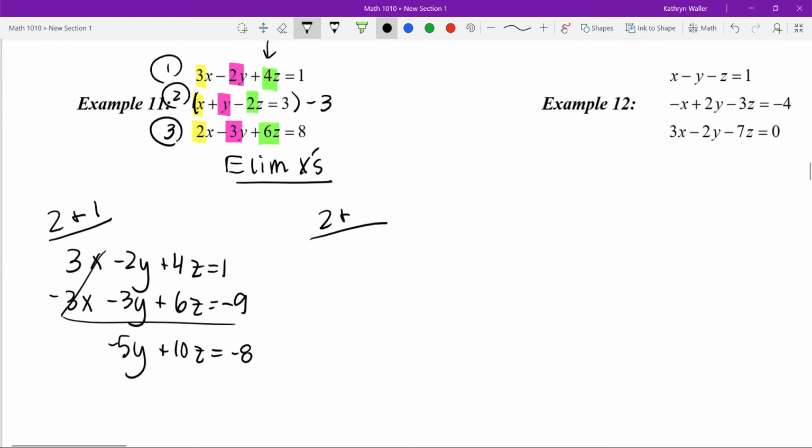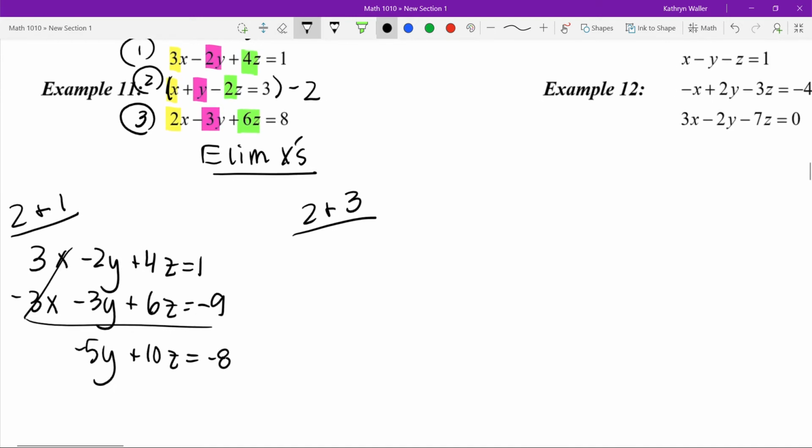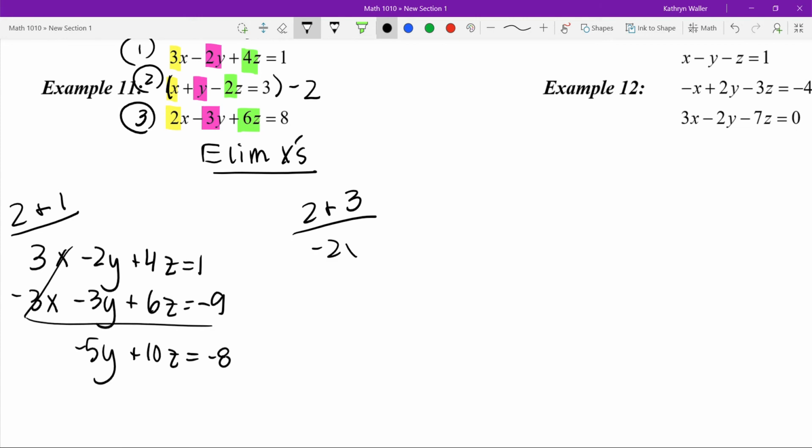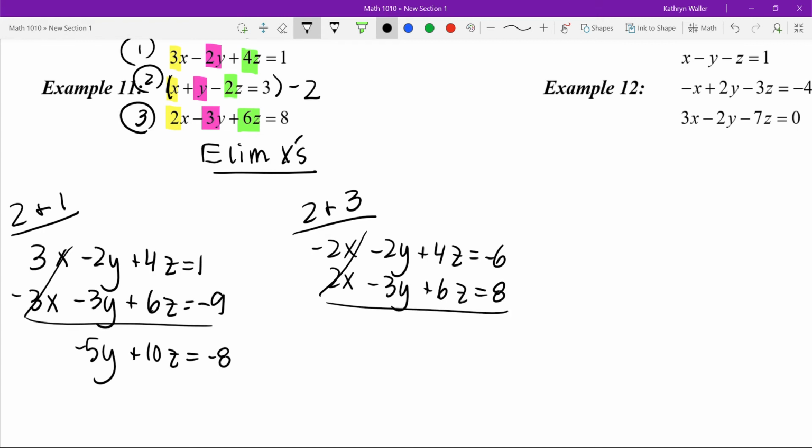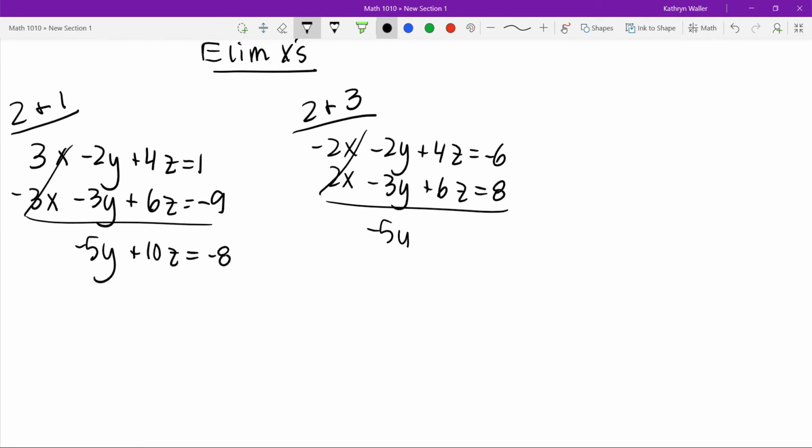Now I have to eliminate the x's again. This time I'm going to use 2 and 3. I want to use 2 because in front of the x on equation 2 you have a 1. To eliminate the x's on equation 2 with 2 and 3, I'm going to multiply by a -2. So then I'm going to have -2x minus 2y plus 4z equals -6. Write down equation 3, 2x minus 3y plus 6z equals 8. X's cancel, so you have -5y plus 10z is equal to 2.